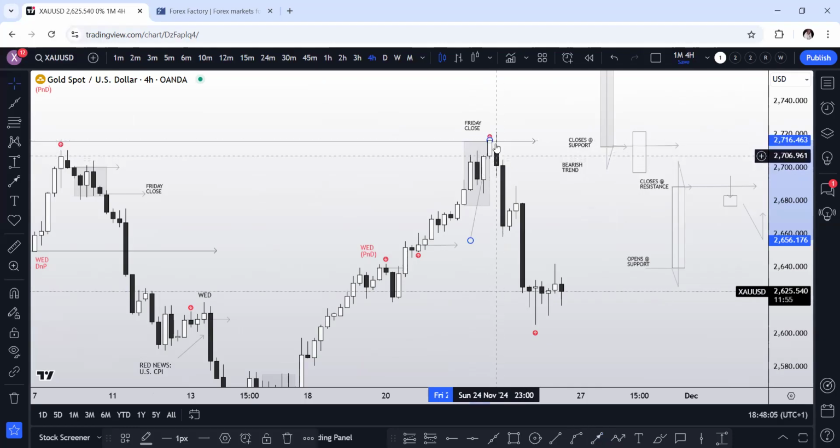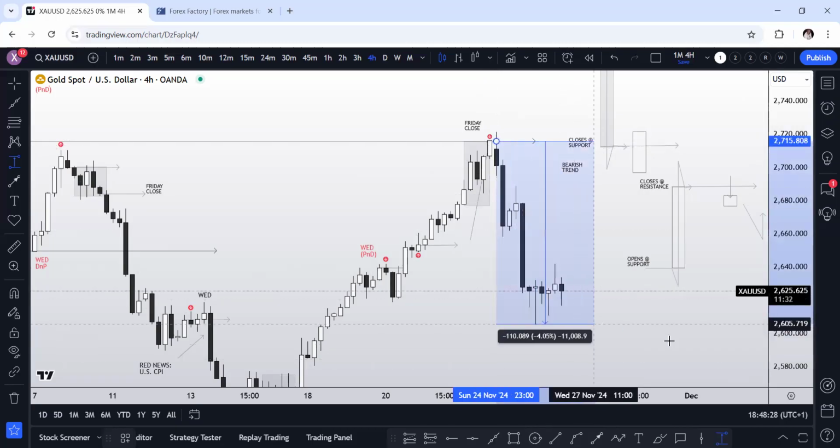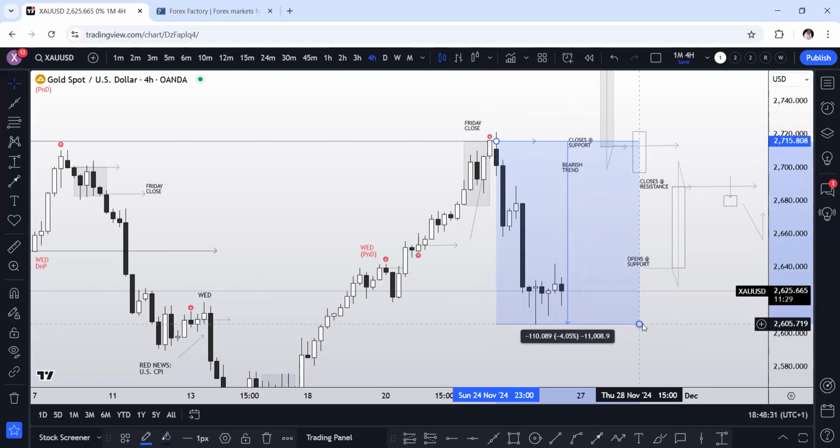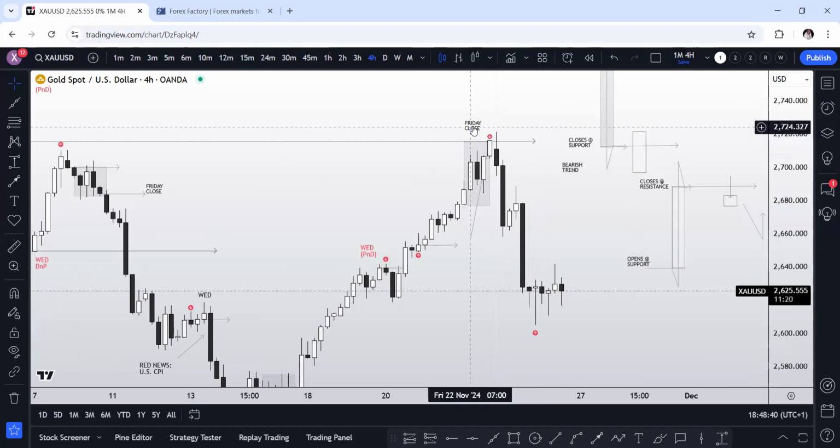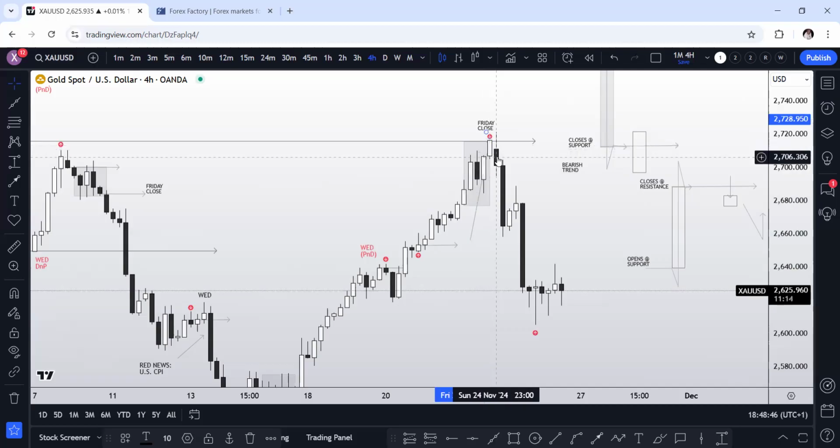Then at the close on Friday, you see price opens here, rejecting the resistance, then closes lower, then it comes down till now. I'm just showing you the effect of the closing price. That's almost a 1,110 pips move after the closing price of Friday. This is the closing price of Friday, 22nd of November 2024.